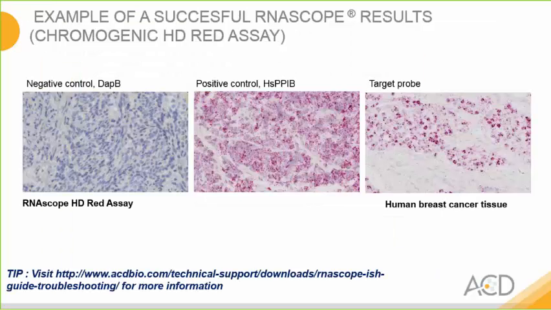Okay. So I'd like to show here an example of successful results running the chromogenic red assay. So PPIB, as you can see, the positive control showed overall staining in the tissue, while the target is mostly in the tumor cells, and the DapB negative control is clean.